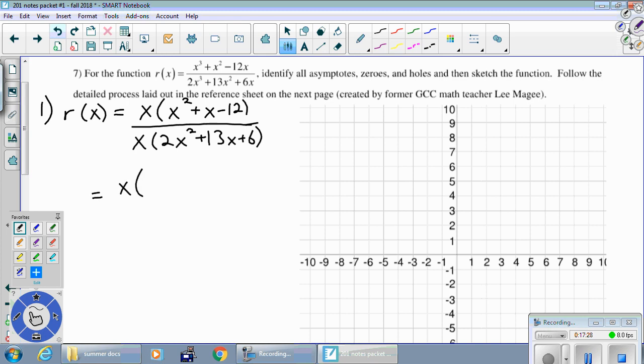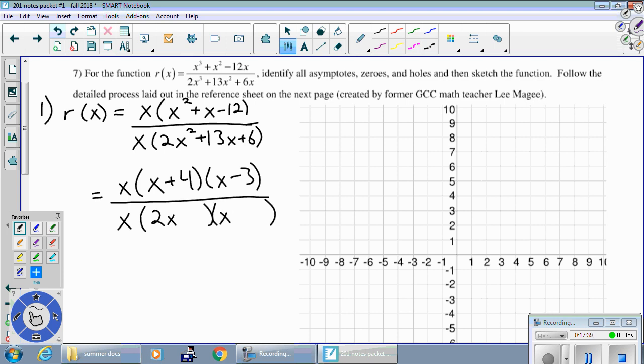Okay, so on the top, that first thing factors as x plus 4 times x minus 3. On the bottom, I'm copying my x, and then this one is a little bit tougher for me because of the 2, but I have confidence that I can figure this out. So we're trying to build a 6. I think we want a 6 there and a 1 there, and that should give us the 13x in the middle. Okay, I like that.